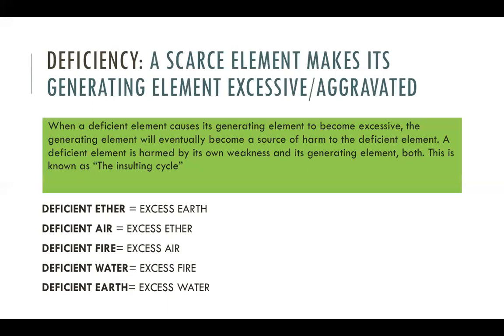If there's deficient ether, then Earth is going to increase to try to make up for the deficit. The deficit of air will cause ether to go out of balance. The deficit of fire creates excess air. There's a sense of aggravation.